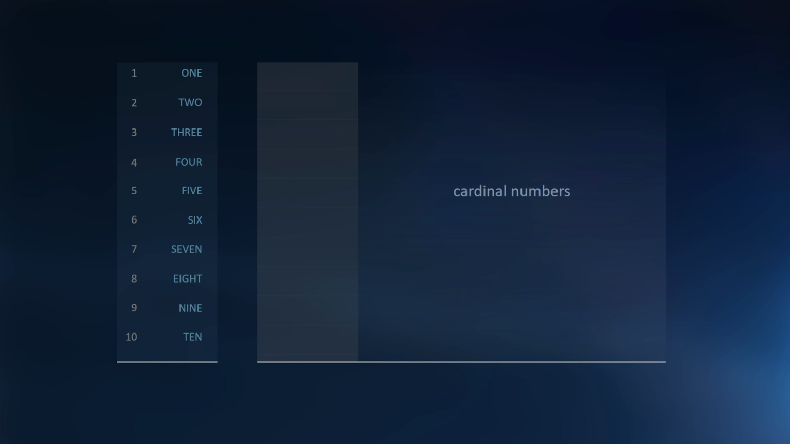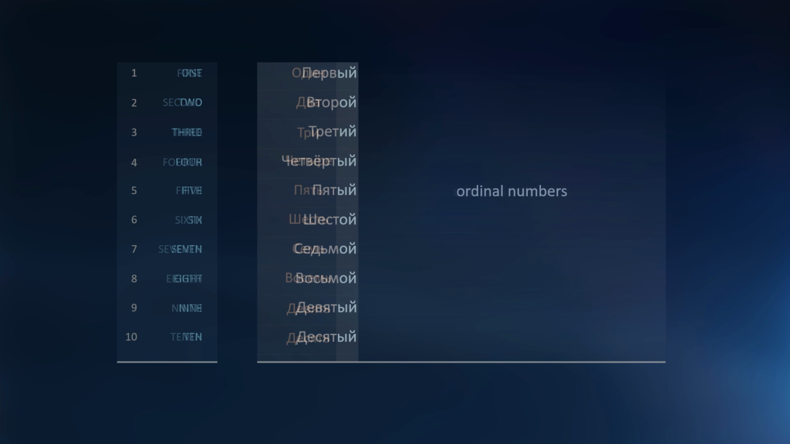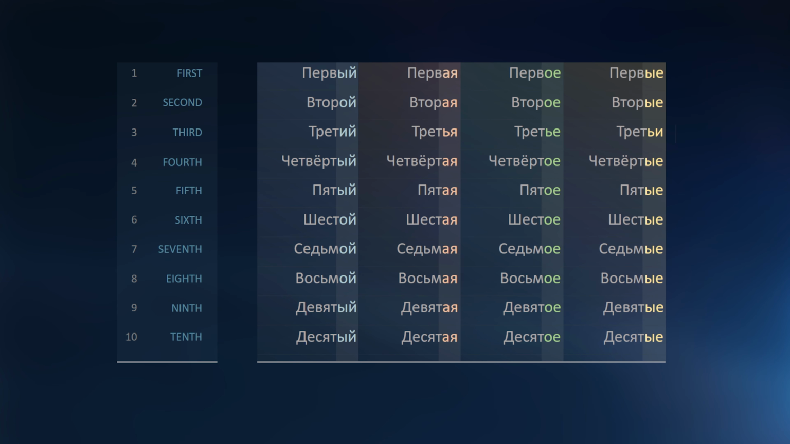Now it's time for numbers. We should not make any changes if we have cardinal numbers, because they don't have grammatical affection. Whereas for ordinal numbers we need to make a change. Hopefully there is good news. We use the same endings as for adjectives. However, there are some exceptions.